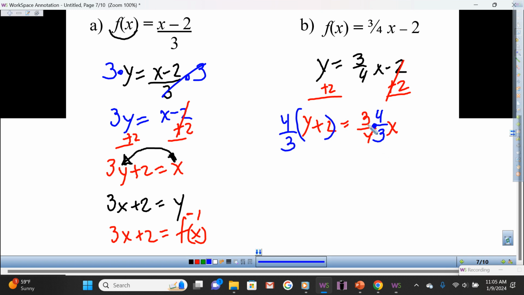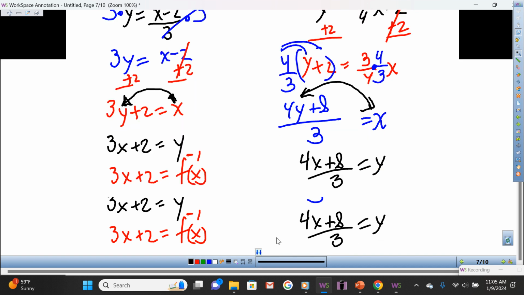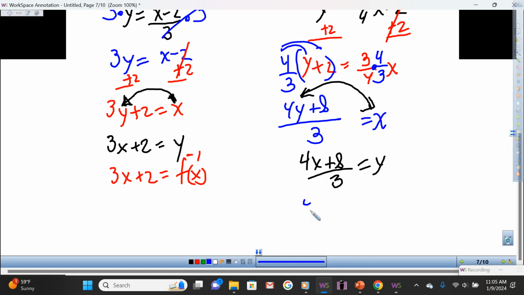And the reason it cancels, technically it doesn't cancel, it becomes a 1, because 3 times 4 is 12. 12 divided by 12 is 1. So we're left with x. Distribute the 4 here and here, so we end up with 4y plus 8 over 3. And is that the inverse? No, we need to switch the what? The variable. So this is 3x, my bad, 4x. My brain is going faster than me. 4x plus 8 over 3 equals y. And then my inverse is 4x plus 8 over 3 equals f of x inverse.